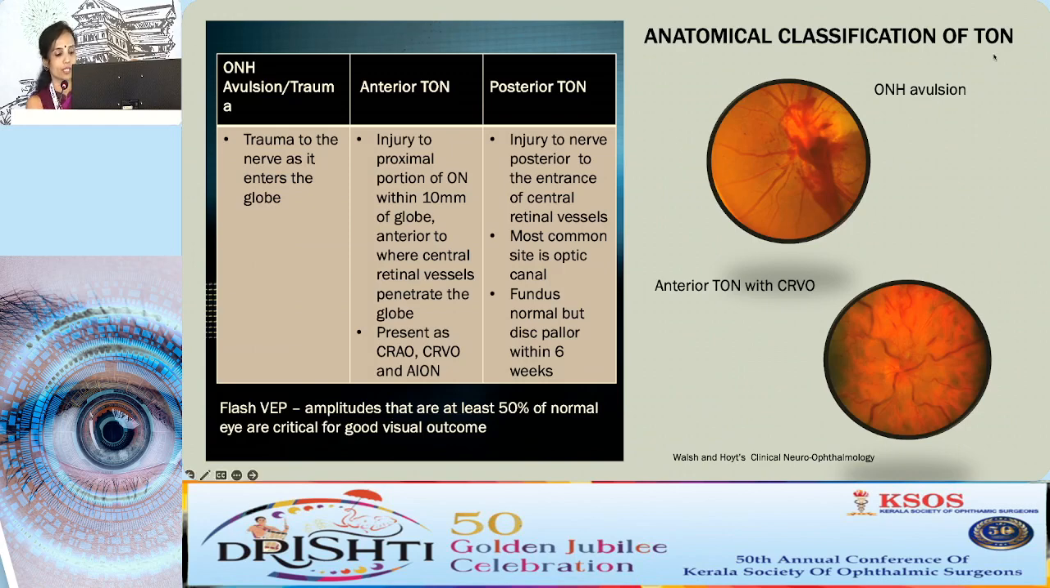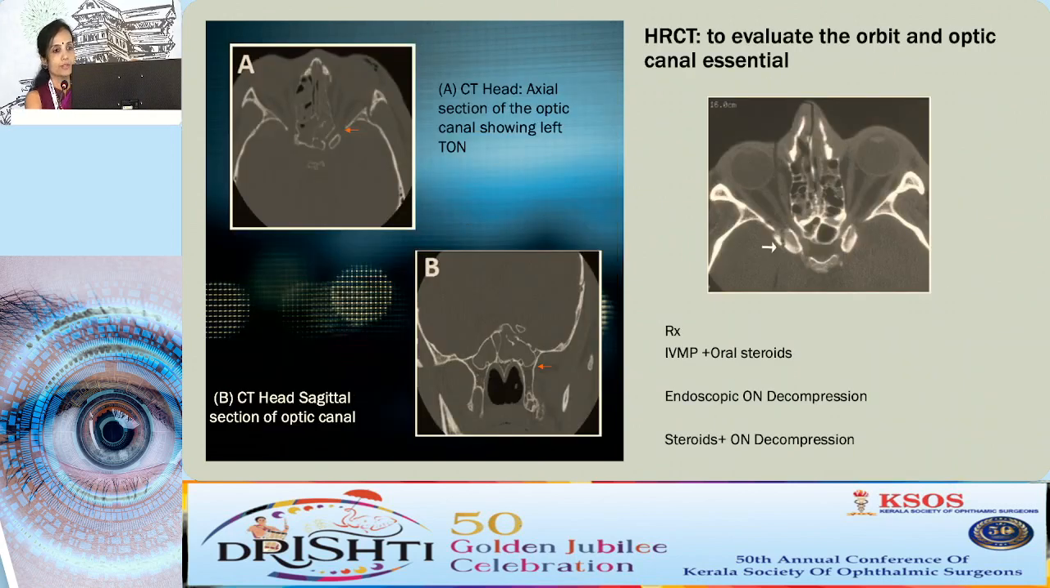You can see the avulsion here in the first picture and a CRVO-like picture. So sometimes if you have a high index of suspicion, you can do a flash VEP, and they say that flash VEP amplitudes less than 50% of the normal are prognostic, like they say that it's not likely to improve. So CT orbits is a very good tool to evaluate the orbit and the optic canal.